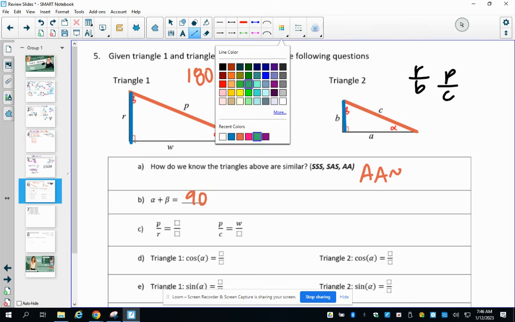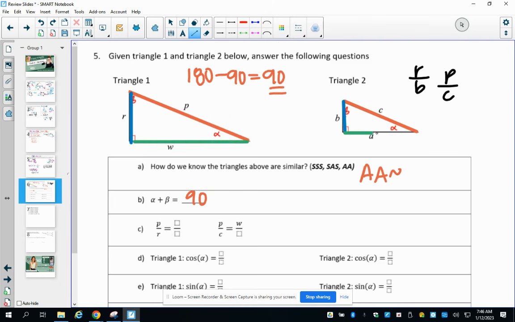And why don't I just get this third side labeled a different color while I'm at it? All right, so P over R. So we're going orange over blue. So we got to go orange over blue here. So C over B. Next one, they do P over C. So they do orange over orange equals W over what? So orange over orange should equal green over green. So W over A.